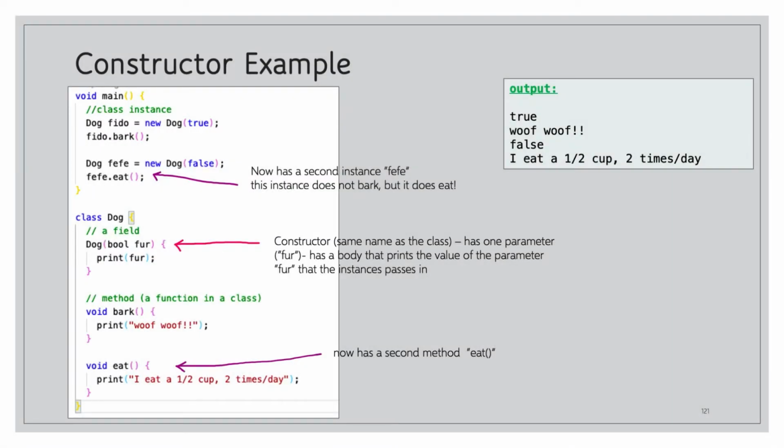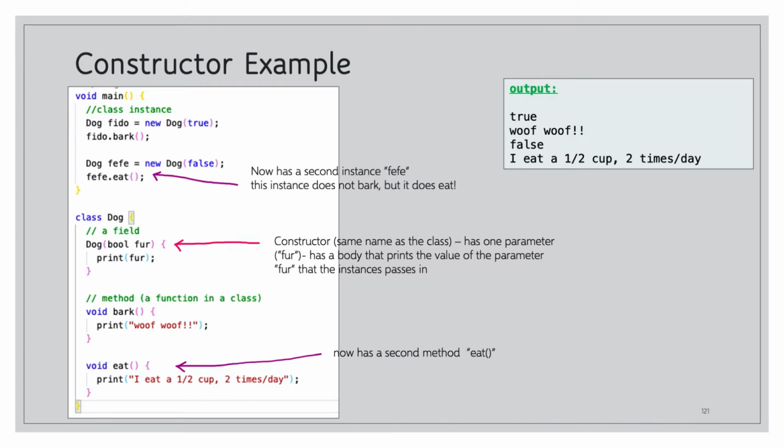Here we have a constructor example. Again, we have our class Dog and the constructor right here: Dog(bool fur) prints fur. The constructor always has the same name as the class, has one parameter called fur, which is a bool, and has a body that prints the value of the parameter fur that the instances pass in.